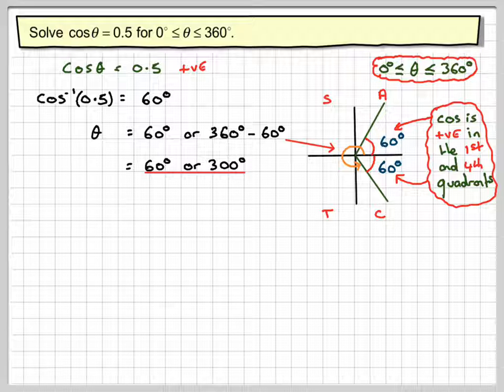So this is a video to show you how to solve a simple trigonometric equation using the unit circle idea, or CAST as it's sometimes known, or South Asian Tennis Club.